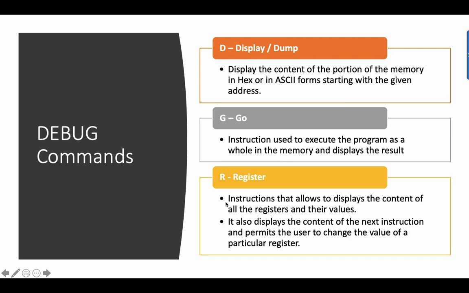Next is R for register. This is an instruction that allows us to display the content of all the registers and their values. Registers, we have AX, BX, CX, and DX. We also have several flags. Now, as we progress, we are going to show you what those registers and flags are, and other types of values here. It also allows us to display the content of the next instruction and permits the user to change the value of a particular register.